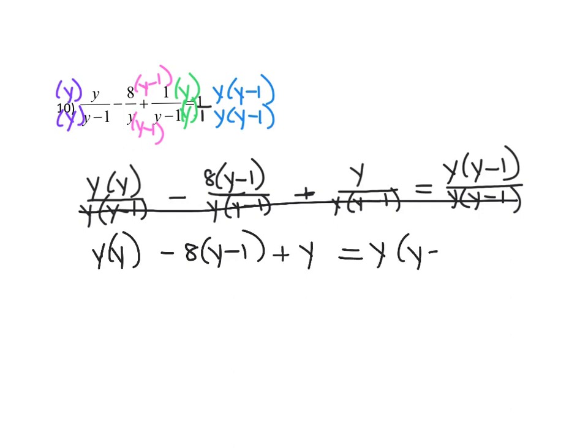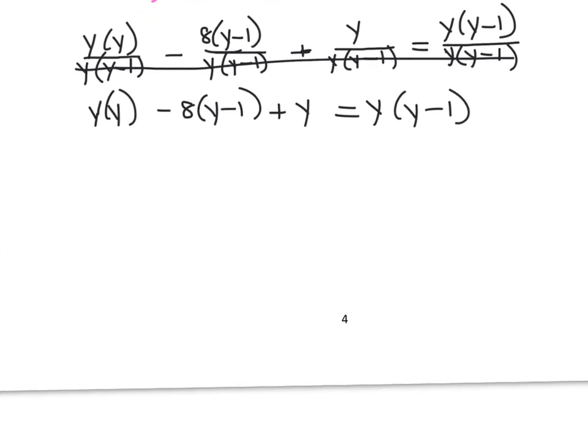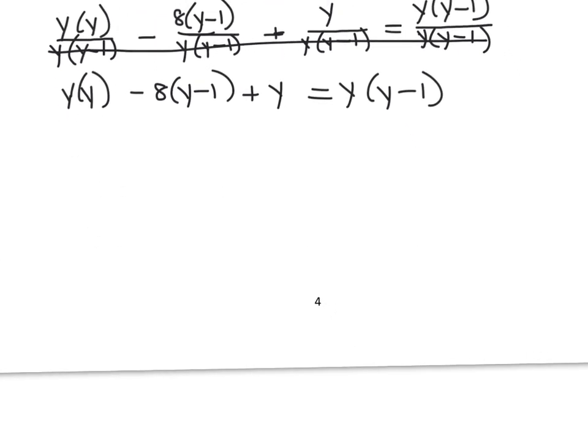Okay, this is the equation that I'm solving. So let's go for it. I'm going to move this up and give myself some room. All right, so y times y is y squared. And now I'm going to distribute this negative 8 to both terms. So negative 8 times y is negative 8y, and negative 8 times 1 is positive 8.